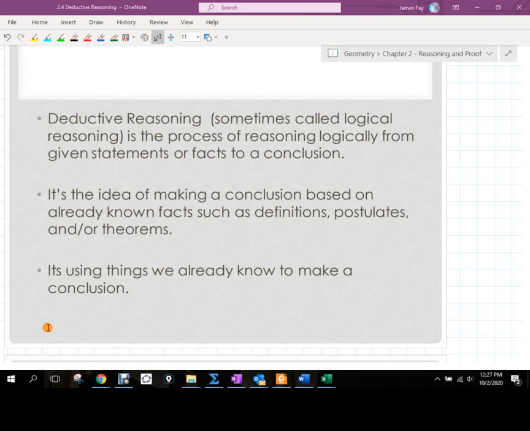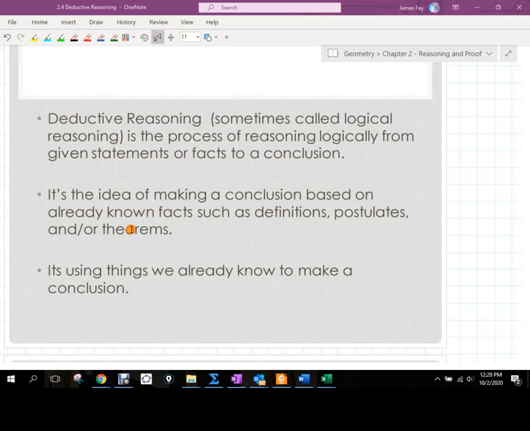So logic is kind of the way we think. It's using previously known facts to build something that can prove a new fact or create a new fact. It's the idea of making a conclusion based on already known facts, such as definitions, postulates, and theorems. So that's why I harp all the time on knowing what our theorems, postulates, and definitions say, because they're used to create new theorems. Does that make sense? New rules. And if I don't know the previous rules, there's no way I can build to create the new ones.